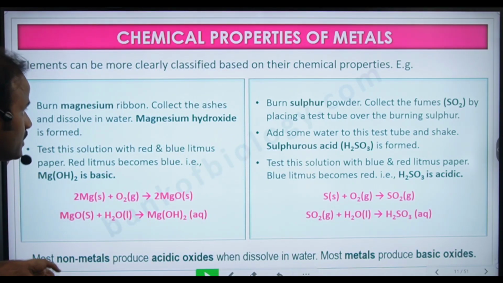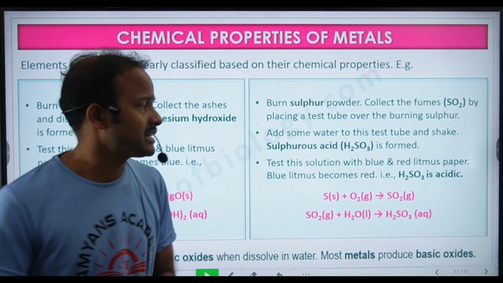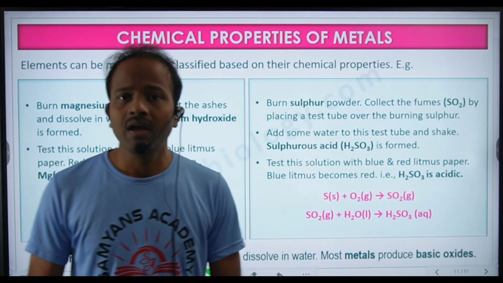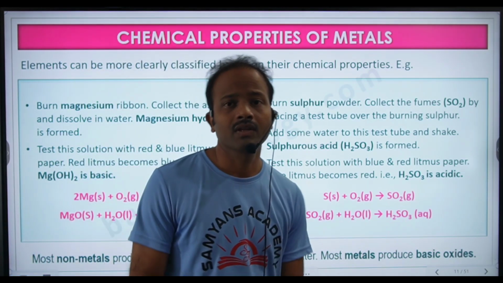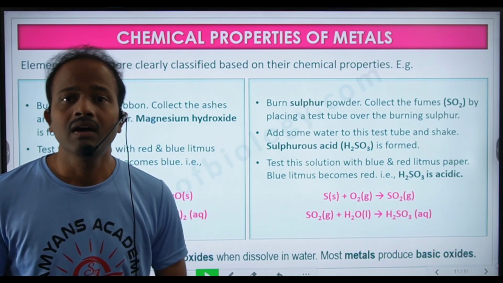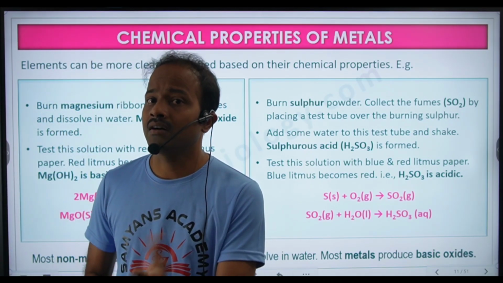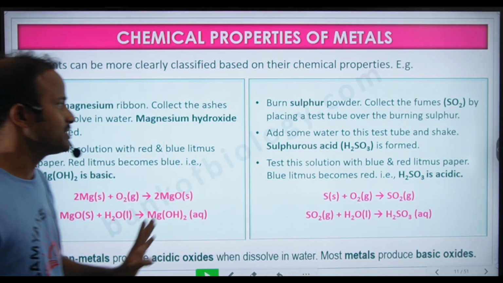So now here we have the non-metals. You take sulfur. When sulfur burns with oxygen, it produces sulfur dioxide gas. When this sulfur dioxide gas passes into water, it will form acids. That's why we say non-metallic oxides are acidic in nature, and metal oxides are basic in nature, right?